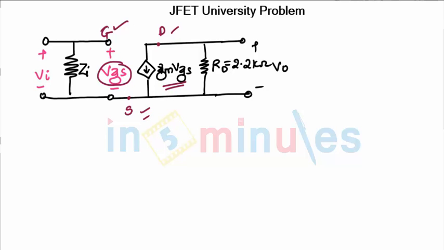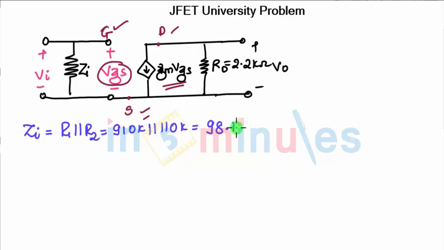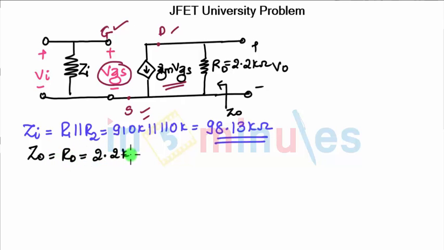Now from this we can easily find Zi, which is nothing but the combination of R1 parallel to R2, that is 910 kilo ohms in parallel with 110 kilo ohms. That will give you Zi as 98.13 kilo ohms. Once you know Zi, you can find ZO also, that is the total resistance seen from this point, which is RD, which is nothing but 2.2 kilo ohms.